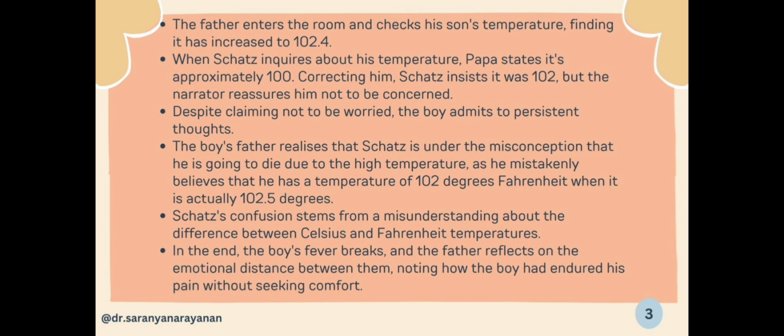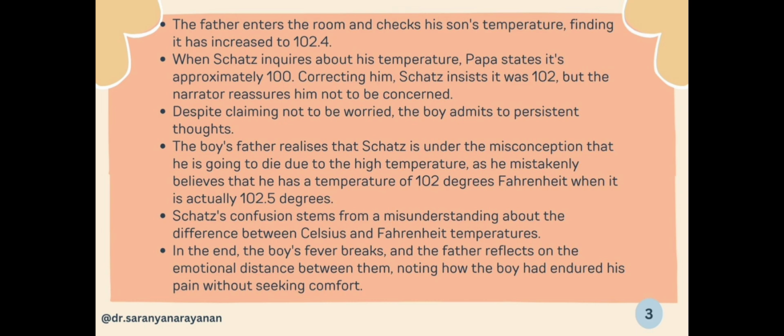But despite this claim made by the father, the son seems even more unhappy about certain things that are happening with him. When the father tries to communicate with Schatz, he understands that there is some sort of confusion that the child has. He is confused between Fahrenheit and Celsius, and he thinks that he is having a temperature of 102 degrees Celsius, which is quite deadly.